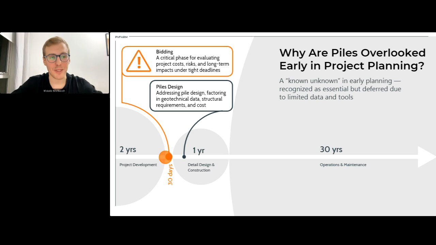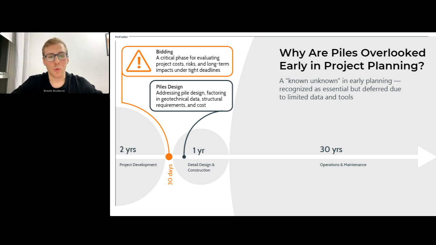It might be more, it might be less. The teams make decisions that shape the year-long design and construction, and basically the 30-year-long O&M phase, right? So you can see here that this is the place, 30 days, where many decisions are made, right? The cost assumptions and all this stuff. And then you can see the place here where people actually start considering piles, right? Addressing pile designs, factoring geotechnical data, structural requirements, and cost.